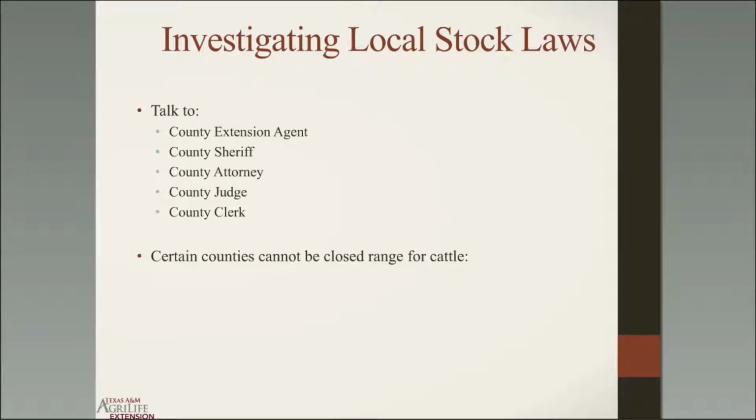Also look and see what animals it applies to. You may have situations, and a lot of times you will, where there might be one local stock law passed for cattle and a separate one passed that deals with horses, donkeys, sheep, goats, and pigs, for example.